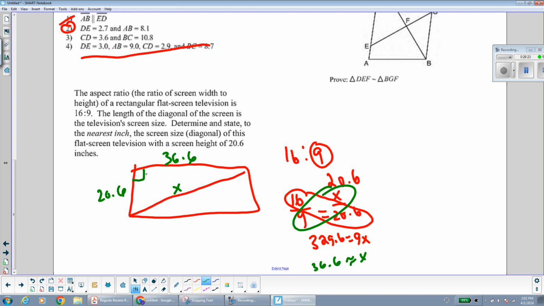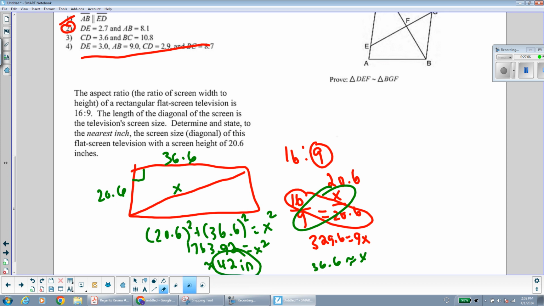And we have a rectangle here, so we have a right triangle. So we can just use the Pythagorean theorem. We can do 20.6 squared plus 36.6 squared equals the hypotenuse squared. I'm going to do this in my calculator. 20.6 squared plus 36.6 squared, and I got 173.92. Then we can just take the square root of that. It does say to the nearest inch, so I got approximately 42 inches.